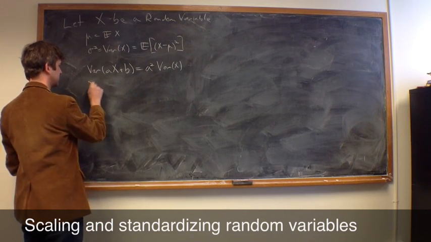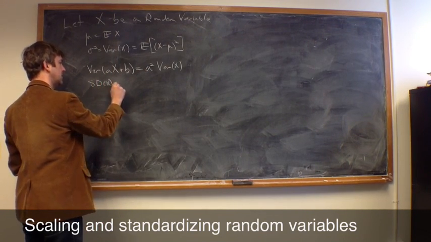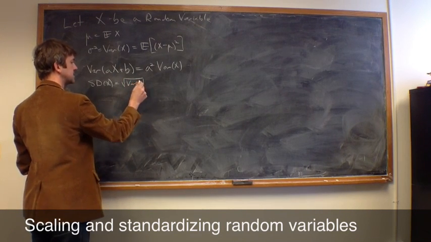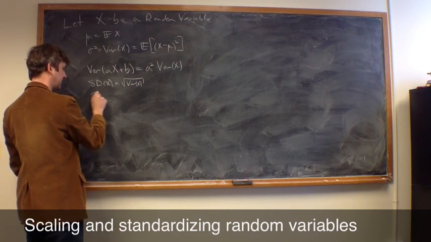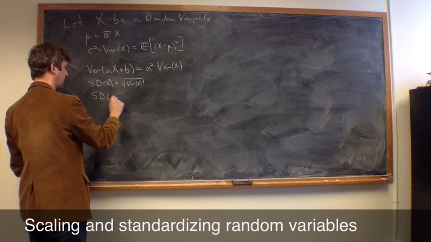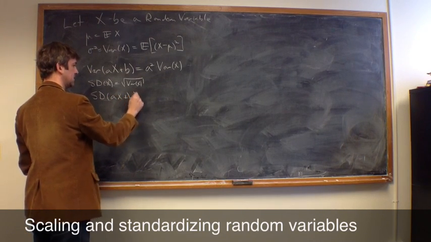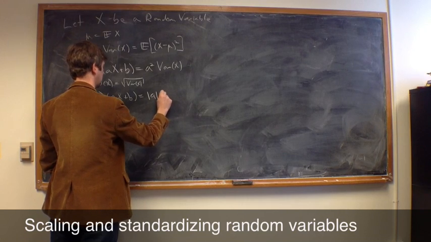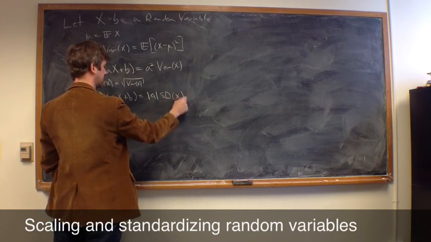And if we define the standard deviation of x to be the square root of the variance, which is always positive, then the standard deviation of ax plus b, it's not hard to see, is just the absolute value of a times the standard deviation of x.